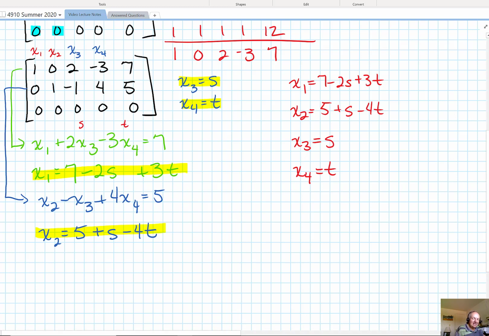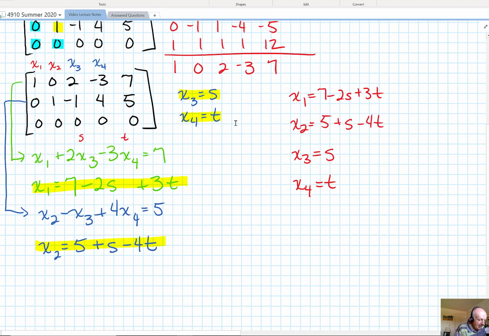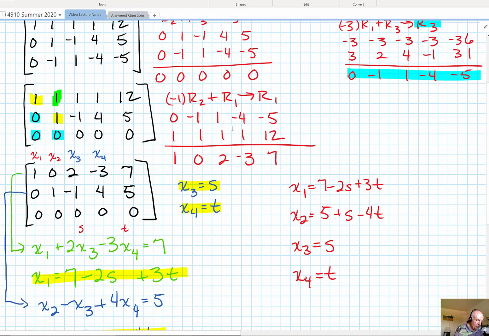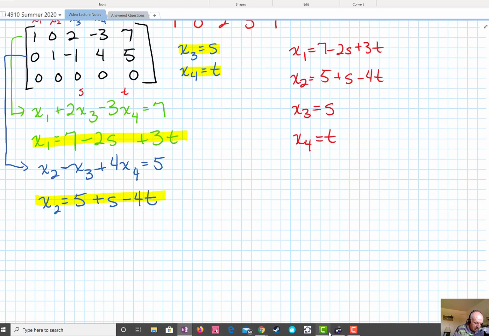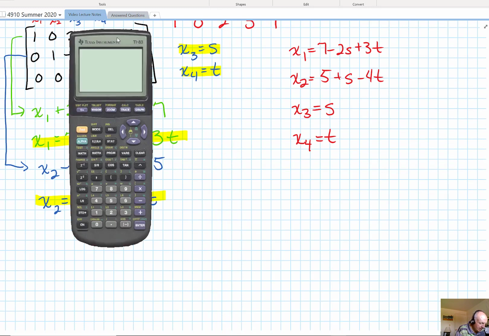Okay, so that's the process of putting a matrix in row reduced echelon form, another example. Now I want to show you how to do this on technology. Okay, let's take a look first at the TI calculator. I know that's kind of small.